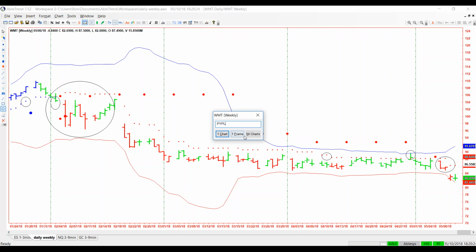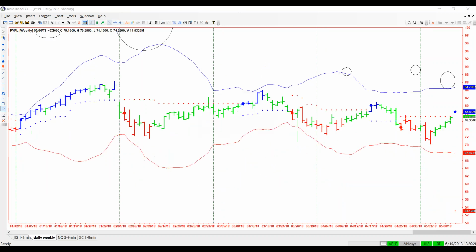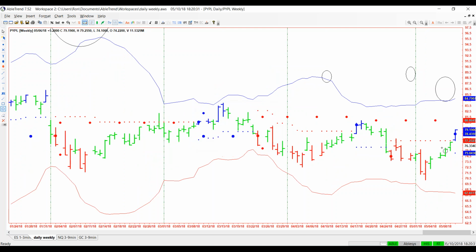PYPL. I just start typing on the keyboard. That's all I did was start typing. The box pops up. I click one frame. Here you go. You've got a new buy signal that just came in, but it's not a buy yet.